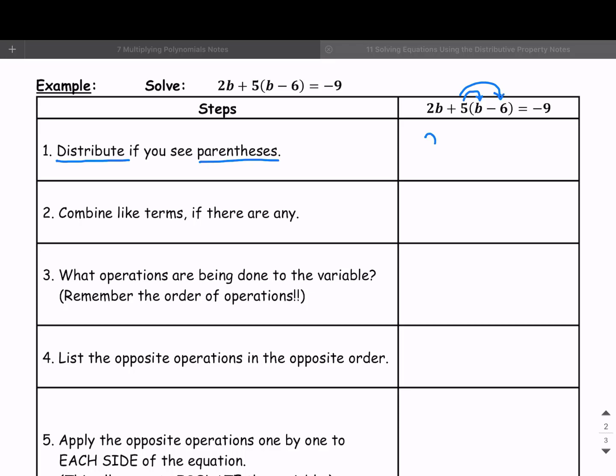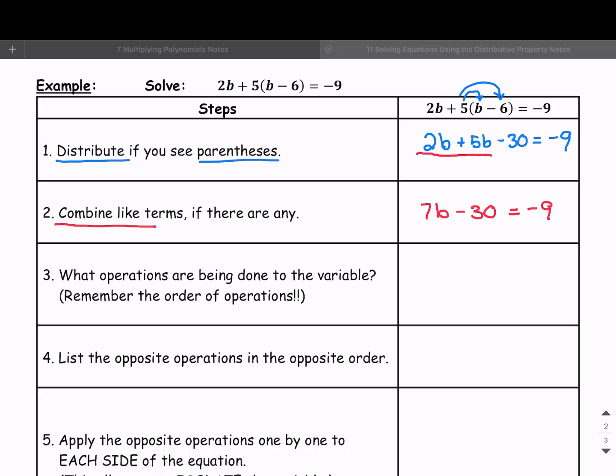So the 2b comes along, and then 5 times b is 5b, and 5 times negative 6 is negative 30. Then we copy the rest of the equation, equals negative 9. Now we have to combine like terms. We have 2b's plus 5b's. That tells us we have 7b's minus 30 equals negative 9.